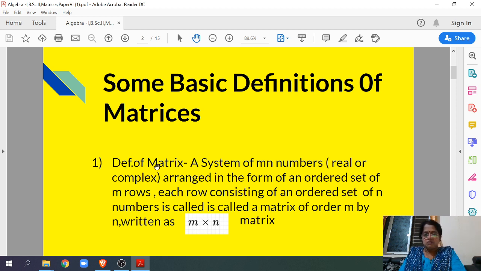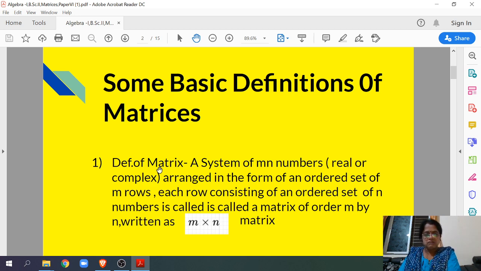A system of mn numbers, real or complex, arranged in the form of an ordered set of m rows, each row consisting of an ordered set of n numbers, is called a matrix of order m by n, and it is written as an m cross n matrix.